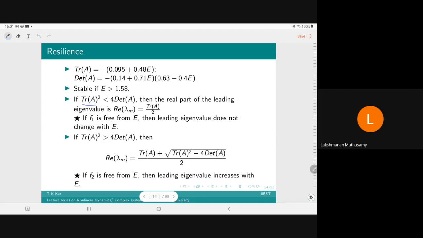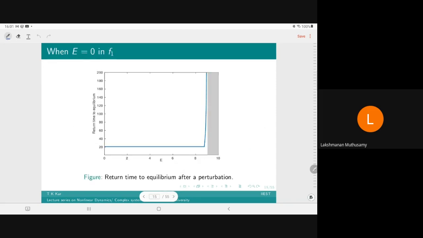In case of this trace, the real part of the leading real eigenvalue is this, and if this one, then this. And corresponding to this, two graphs are given. Look at this. Here it is shown an equilibrium point, and the return time to the equilibrium point. The control parameter E is taken as the control parameter. Now return time is measured in this way: from here to here, there is no change of the return time.